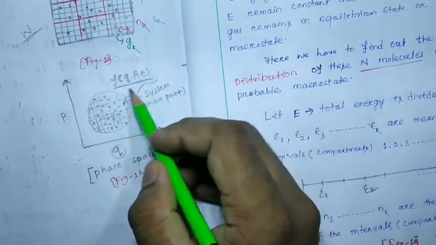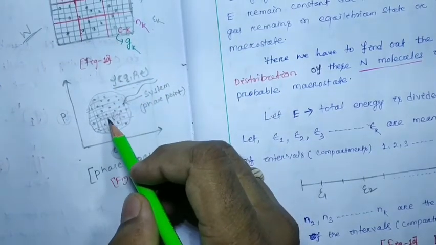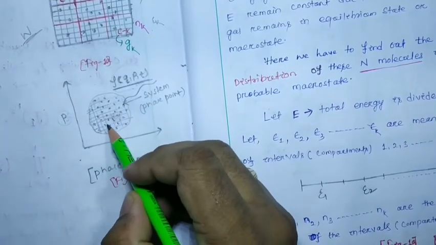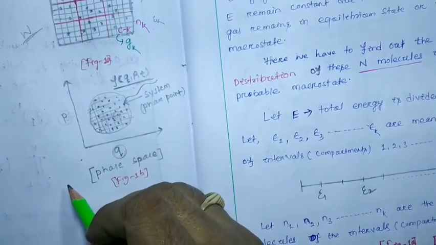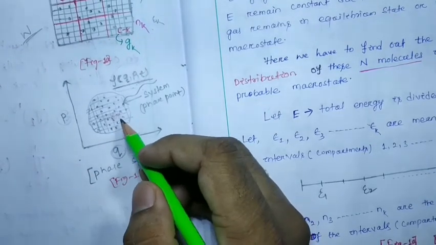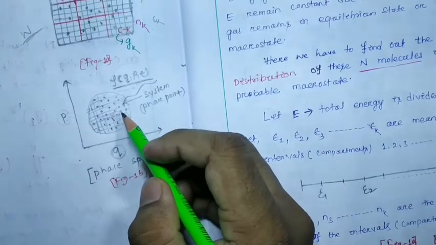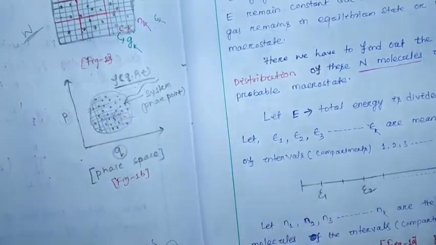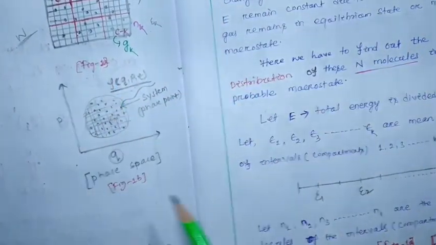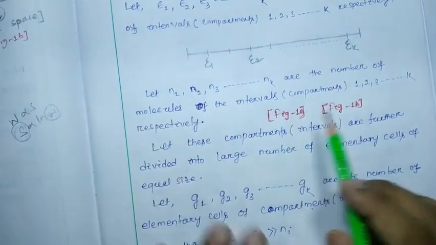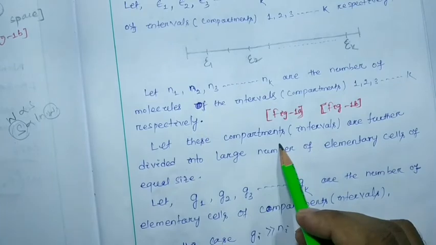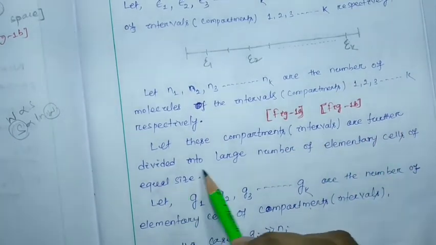And this rho represents the probability density, that means the number of phase points per unit volume. On the basis of that we can predict or imagine the behavior of the whole ensemble. So you just draw this figure side by side. This is your figure 1, this is figure 2. Let these compartments or intervals be further divided into a large number of cells.